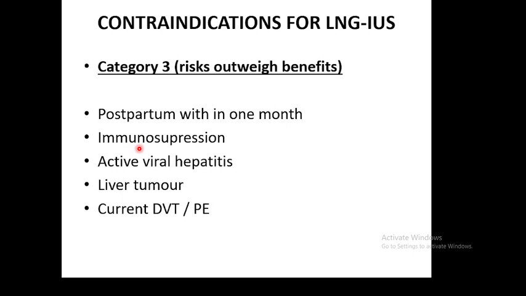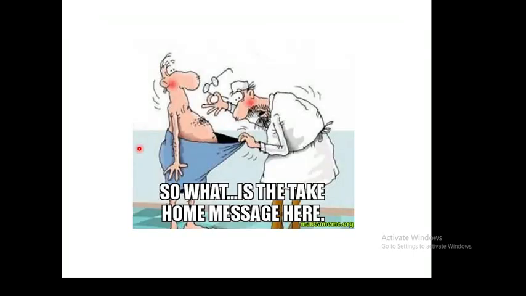Category 3, where the complications or risks outweigh the benefits. Those are postpartum within the first month, because of high expulsion rate, and any immunosuppressive conditions, active viral hepatitis, since progesterone may have effects on the liver, liver tumors, and current index thromboembolic phenomena are category 3 contraindications.